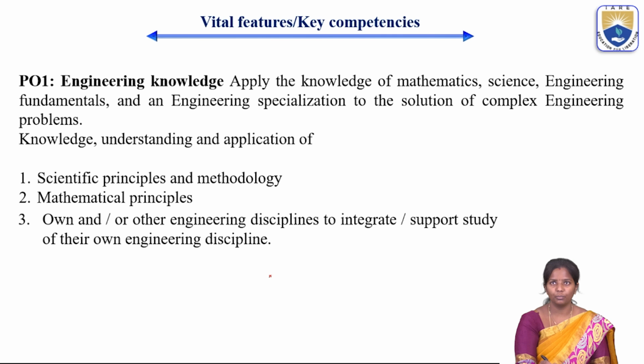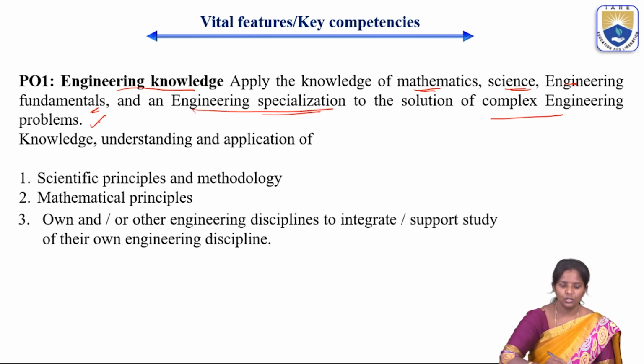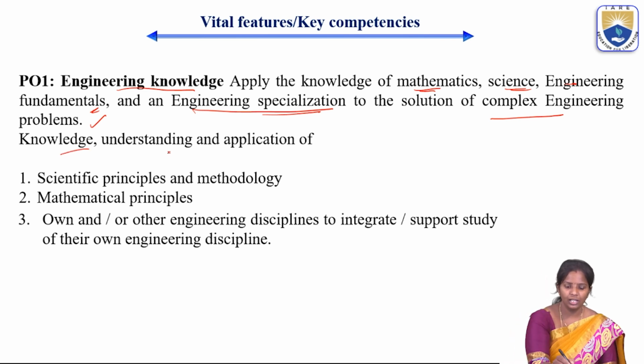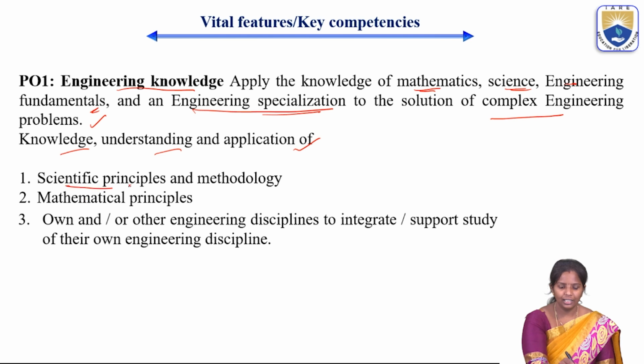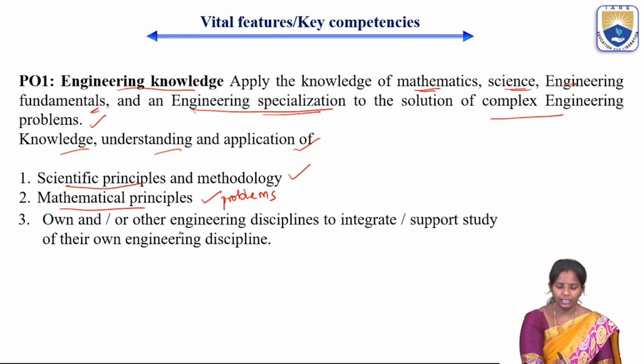So the first PO, or program outcome, is engineering knowledge: apply the knowledge of mathematics, science, engineering fundamentals and engineering specialization to the solution of complex engineering problems. So whatever engineering knowledge has been imparted to the learners will be used in different ways. Knowledge, understanding and application of scientific principles and methodology, and mathematical principles. This comes when problems are given in that particular module. One or other engineering disciplines to integrate and support the study of their own discipline.